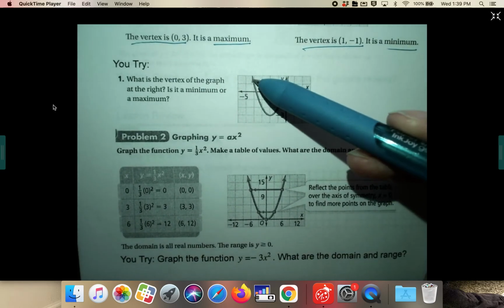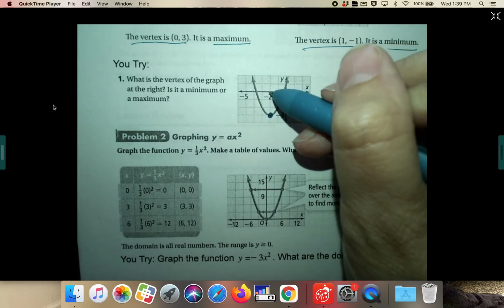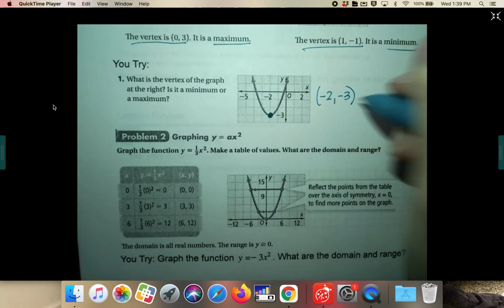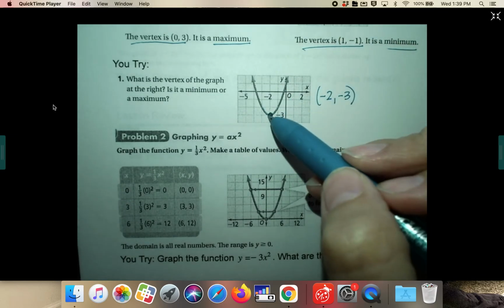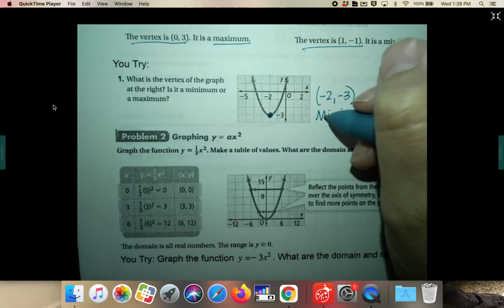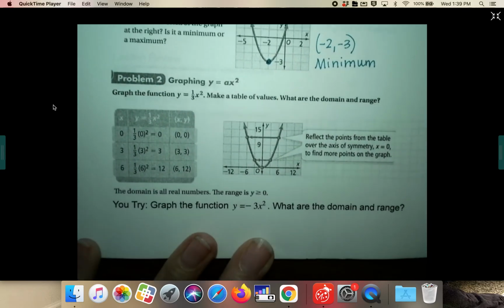Okay, just checking. I want to make sure that you guys got that the vertex is -2, -3. That's the vertex, and it is a minimum because it reaches its lowest point. Minimum. There we go. All right. Let's go on to problem 2.